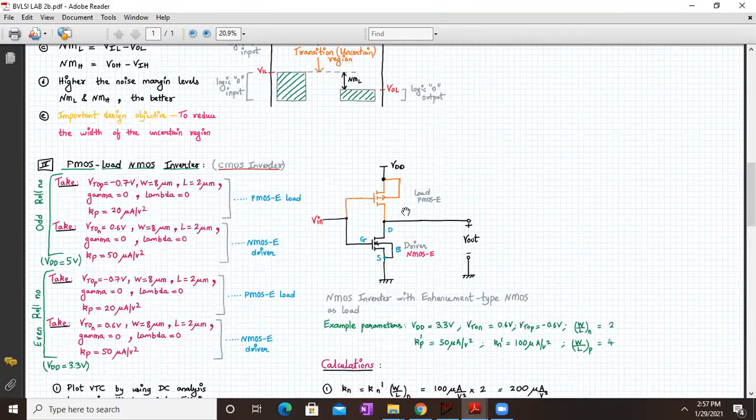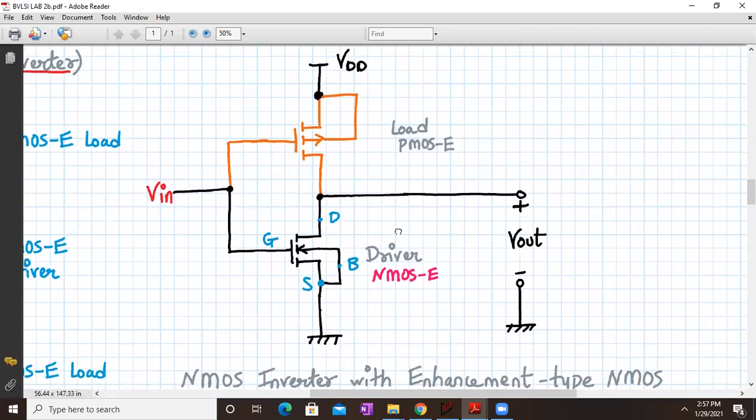Okay, so this is my NMOS inverter with PMOS load. So the upper transistor is my PMOS now, PMOS enhancement type. Okay, one difference over here: notice that the driver transistor is an NMOS enhancement, and the load transistor is the PMOS enhancement. Okay, and for the PMOS, the body terminal is always connected to the highest potential, which is VDD, and for the NMOS, the body terminal is always connected to the lowest potential, which is ground. Okay, and both the gates are tied together, and we have a V in over here.